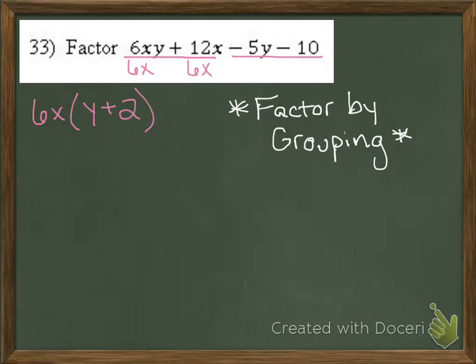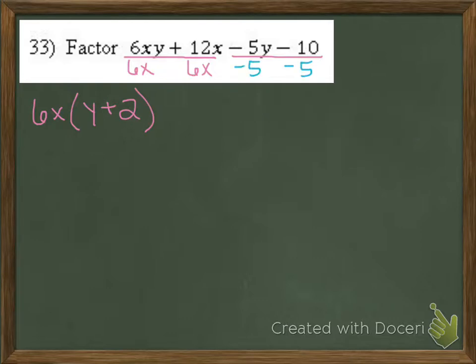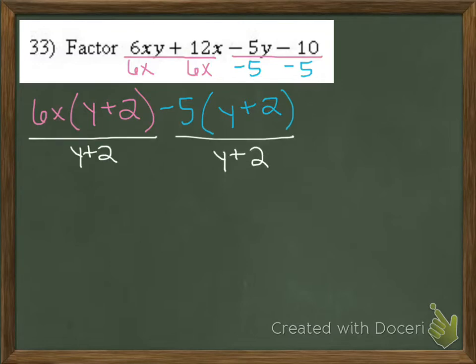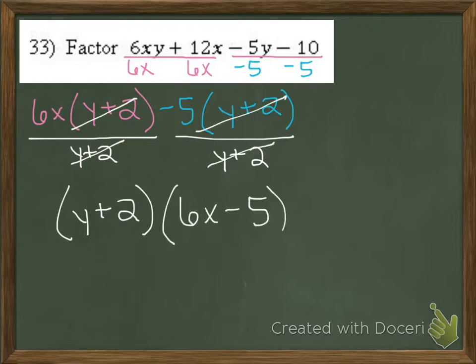Now we'll look at the second group. Both of those numbers are divisible by negative 5. And so when we divide each term by negative 5, we're left with y plus 2. When you factor by grouping, if that type of method is appropriate for that polynomial, then what you end up with in the parentheses should match. And so we're essentially finding the greatest common factor again. In this case, both terms have a y plus 2. And so we'll factor that out to the front. And then when we divide that out, that leaves us with 6x and minus 5. And that's our final answer.